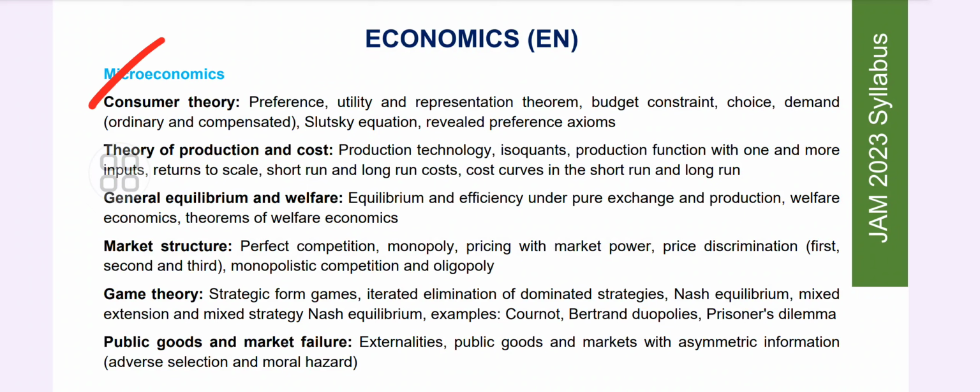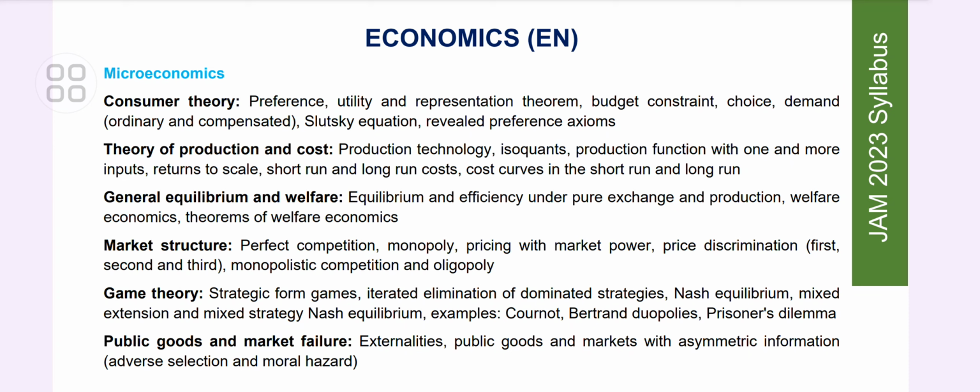Let us do it today. First, what is in it? Obviously we all know it's consumer theory, theory of production and cost, general equilibrium and welfare, market structure, game theory, public goods and market failure.